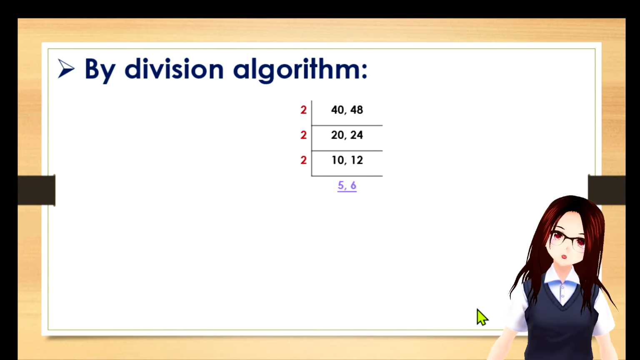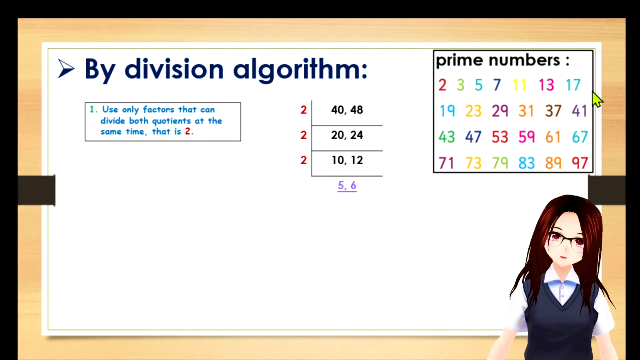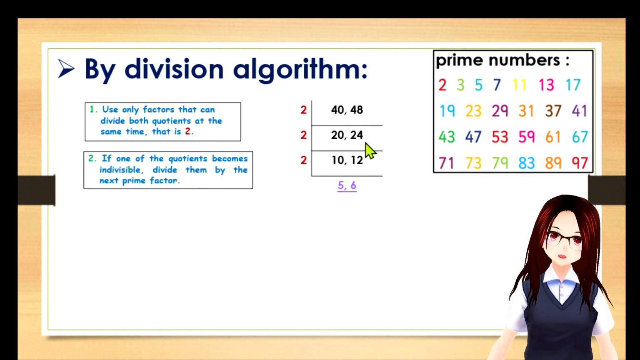Now let's try division algorithm. So here, we use only factors that can divide both quotients at the same time. That is 2. So we use 2. So here, again, we have our prime numbers guide. So 40 divided by 2 equals 20. 48 divided by 2 equals 24. Now we divide further.